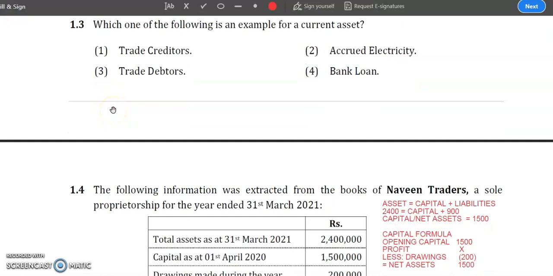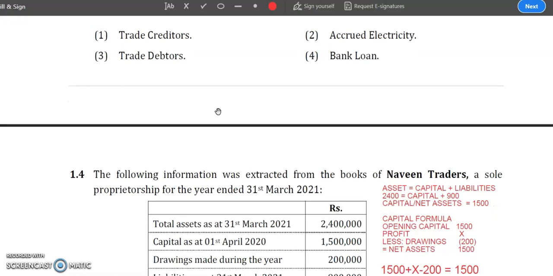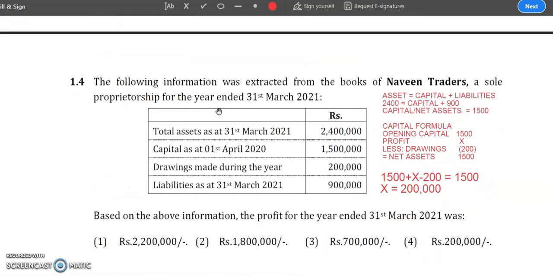Question number 1.3. Which of the following is an example of a current asset? Current assets are assets that are held for resale or to generate revenue for the business within a 12-month period. So trade creditors are current liabilities. Trade debtors, yes, current assets. Accrued electricity, no, it's an expense. Bank loan is a liability. A bank loan can be a current liability or a non-current liability, depending on the terms. So answer number 3 is the answer for question number 1.3.